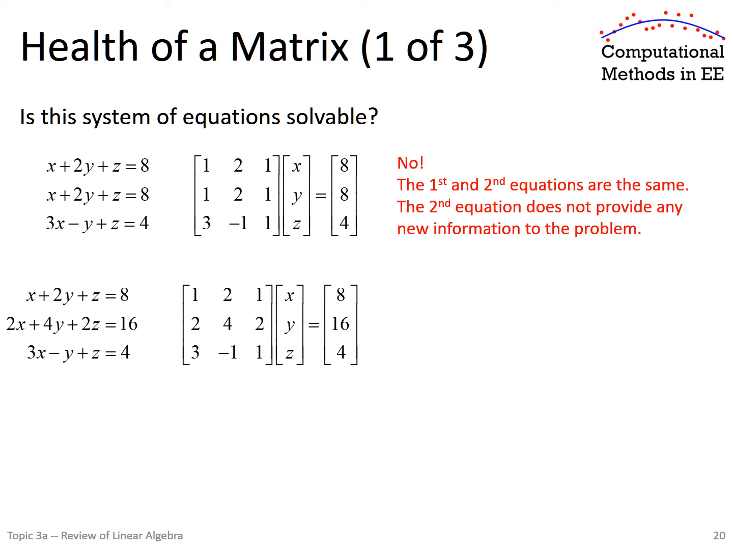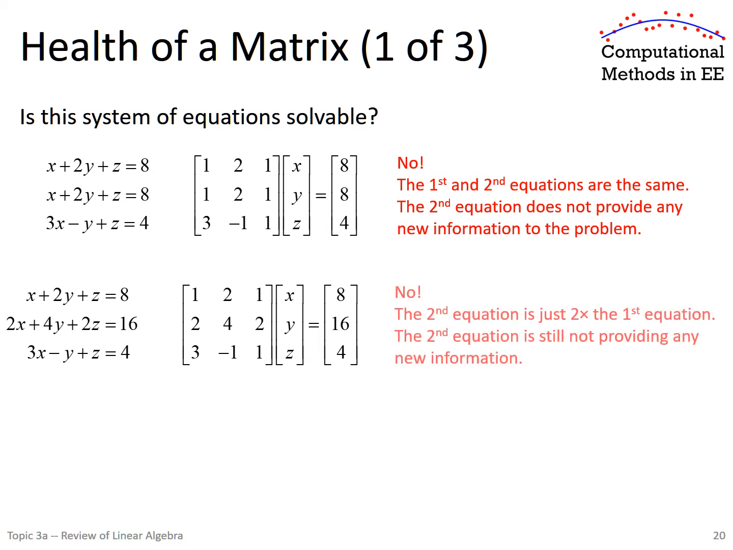Let's look at this system of equations. Is this system of equations solvable? So go ahead and pause the video and come back, and you'll get the answer. This is not a solvable system of equations. Notice that the second equation is just 2 times the first equation. So really, that second equation is not providing new information. So this system of equations is not solvable. We would not call this square matrix on the left a healthy matrix. It is not solvable.